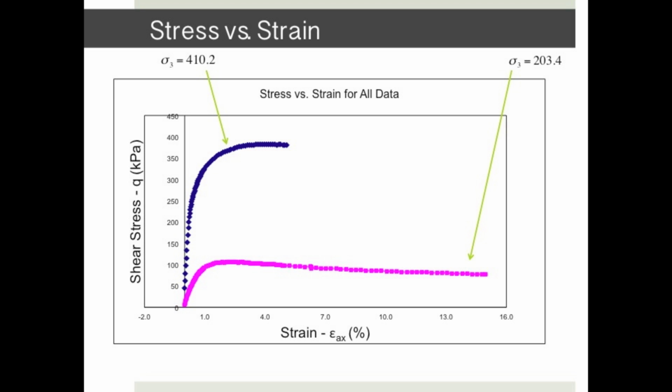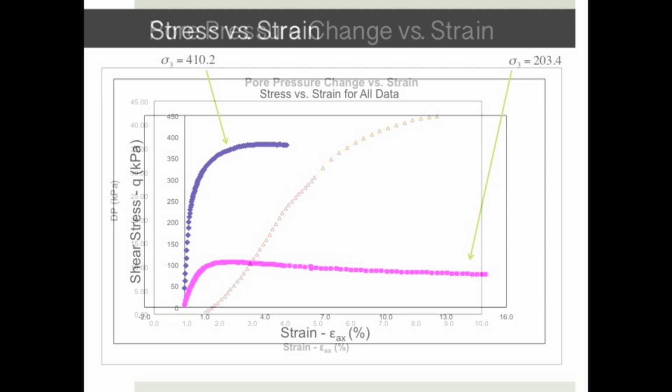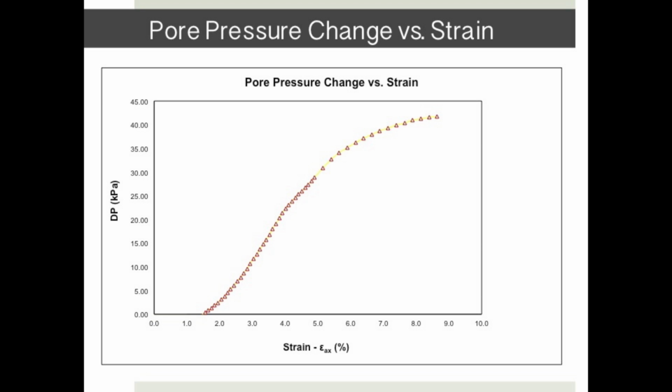Other popular plots for the consolidated undrained triaxial data include average stresses versus strain, void ratio versus strain, and pore pressures versus strain. The final plot is a graph of pore pressure change as a function of axial strain. We expect an increase in pore pressure with increasing axial strain, for the sample is being crushed without draining occurring, so water pressure will build due to its incompressible nature.